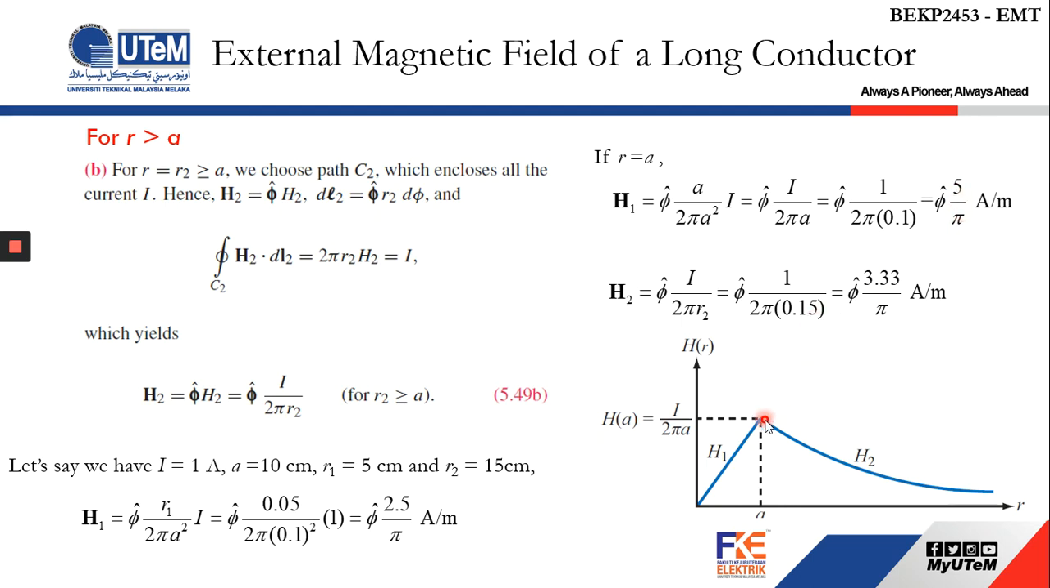Once we go beyond this, when R is larger than A, the value of the magnetic field starts to drop. As we go further away from the conductor, of course the magnetic field is going to drop. This is logical because if you are trying to measure the magnetic field from a current carrying conductor, the further you are away from the conductor, the weaker the magnetic field strength. So that is represented by the downward slope here.